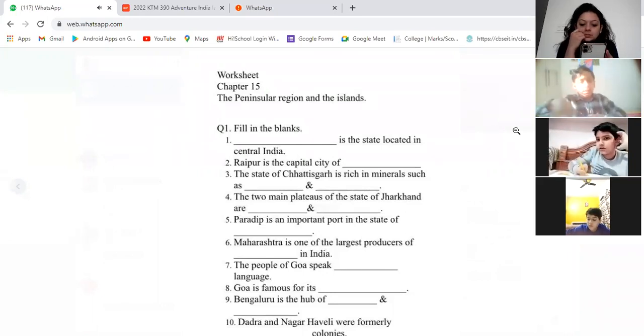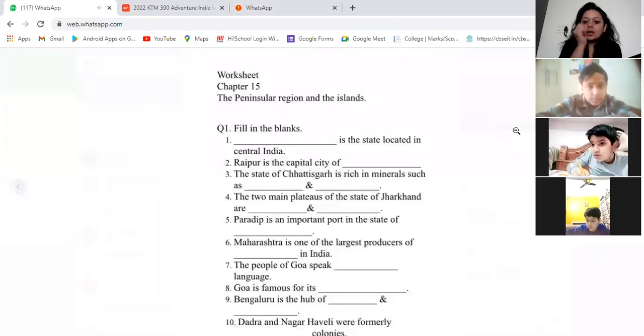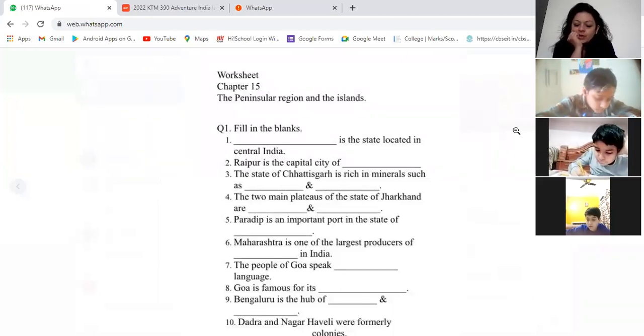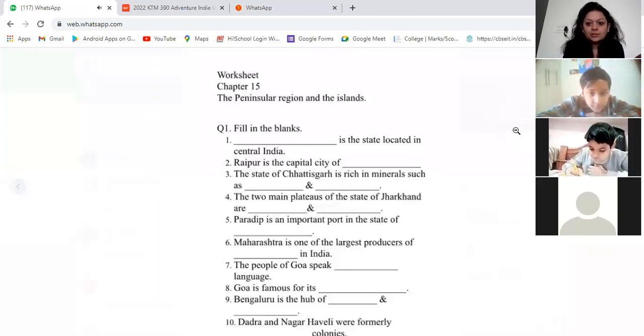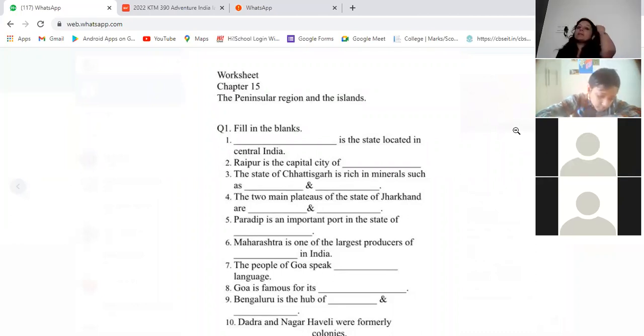Ma'am, which worksheet number is it? This is the 4th worksheet. Of the 15th chapter, it is the first worksheet, but otherwise it's the 4th one. But you should write worksheet number 1 of chapter 15. Don't write 4. Of every chapter, I'm going to give you 3 worksheets. So worksheet 1 of chapter 15. You have to write the chapter name also.